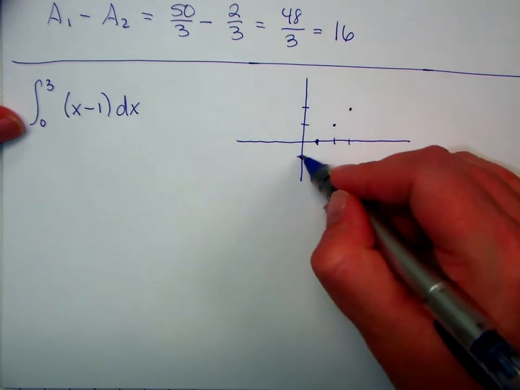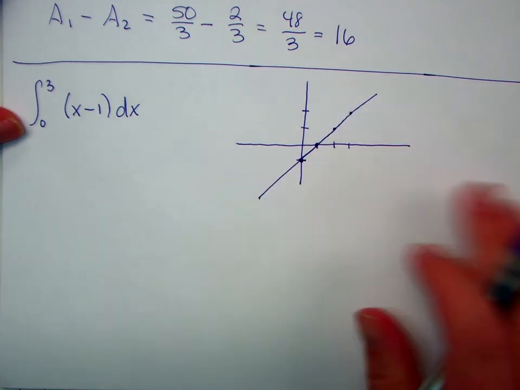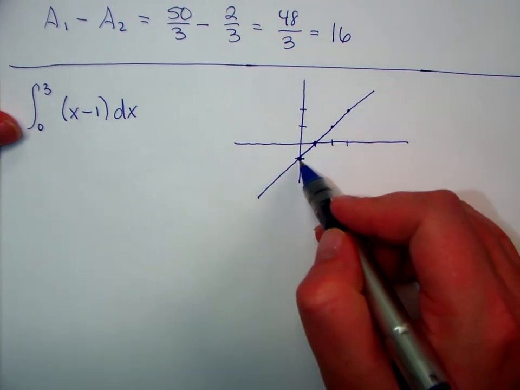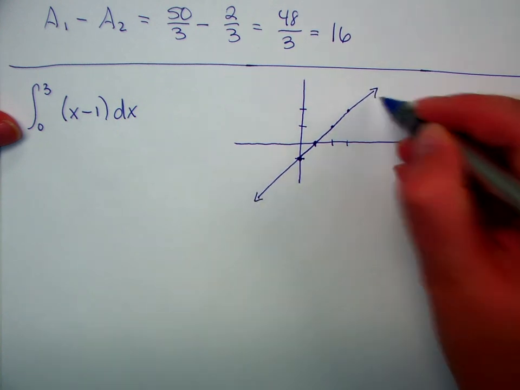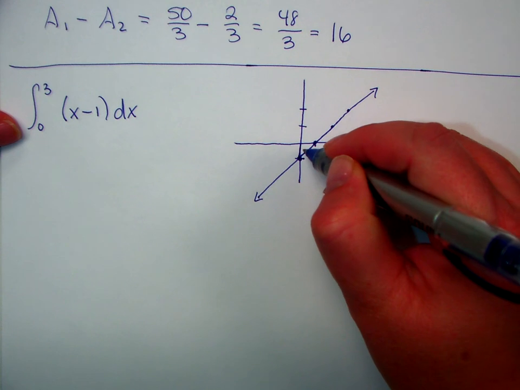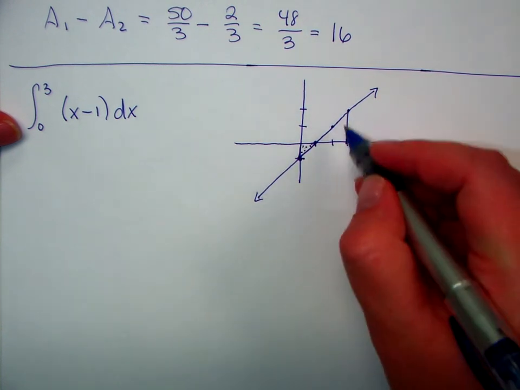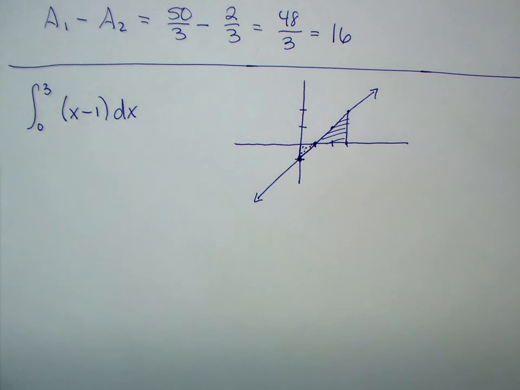Okay, so here is the graph of x minus 1, right? It's a linear function. The y-intercept is -1, slope of 1. Here we go. Okay, here's the line. But we want to calculate the area just between 0 and 3. So again, here we have a little bit of area below the x-axis, and then we have some area above the x-axis. And we want to calculate both of those areas and do the positive one minus the negative one.